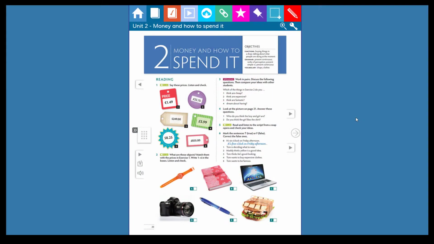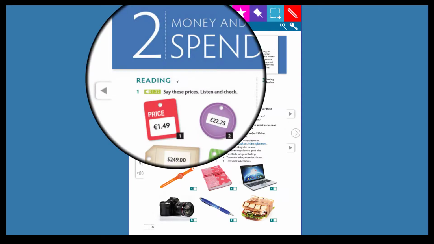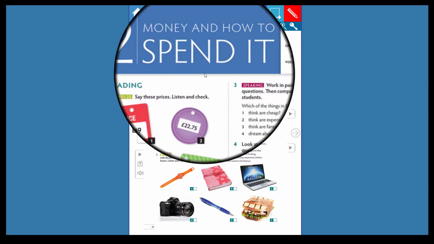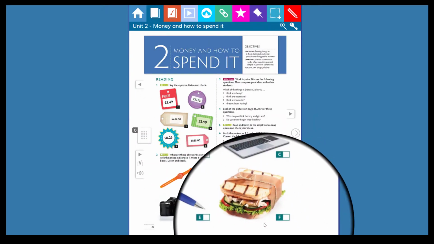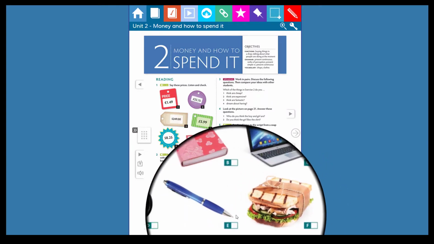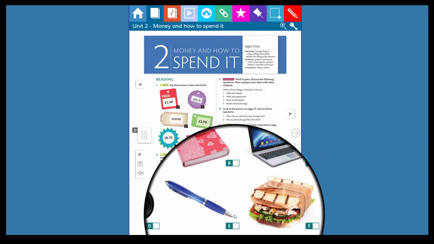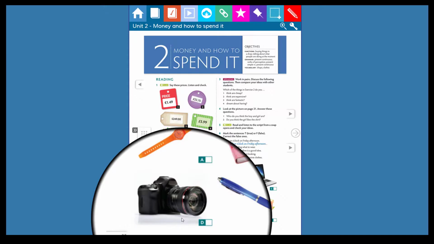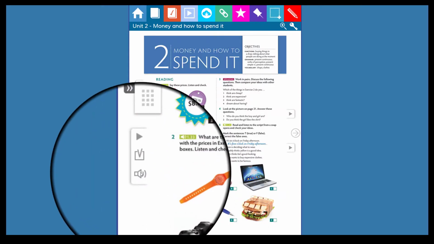Okay, unit number 2. This unit is called Money and How to Spend It. Let's start with the first activity. Here we have different prices and here we have different objects. The idea is that you match each price with each object, okay? So now I need that you please stop the video and do the activity. Did you finish? Okay, so let's check now. You have to listen and check your answers.